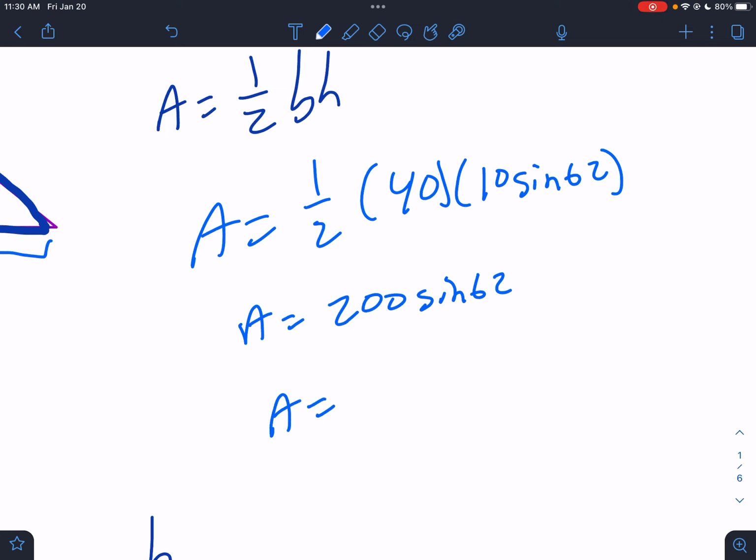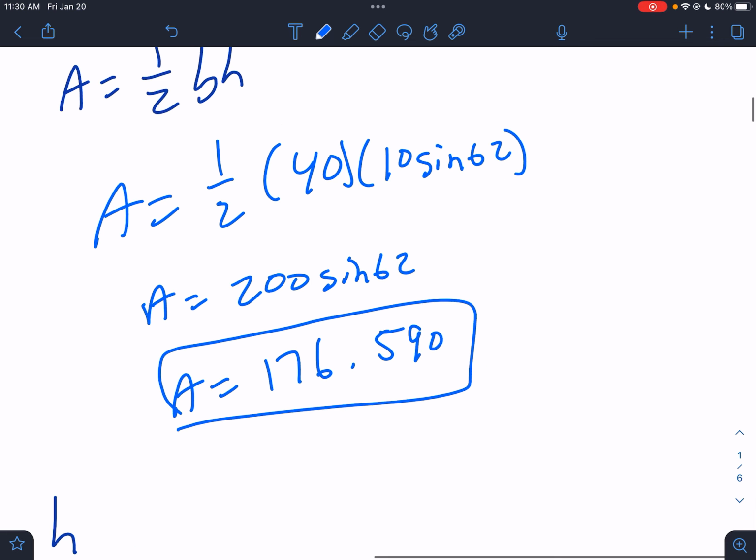And the area is 176. Ooh, this is a good one. It rounds. Please practice typing this in. I will not help you figure out how to type something in on a test or quiz. If you don't practice now, you don't know if you know how to type it in, but it rounds to this. Let's look at where it comes from.